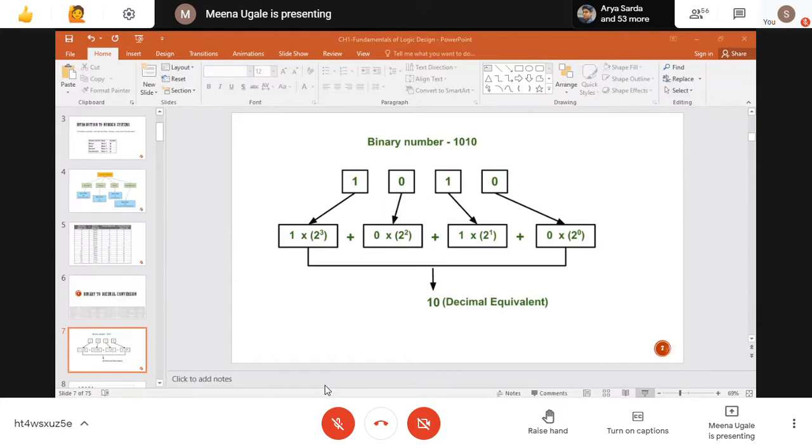Now see, any binary number representation can go in 4-bit representation, 8-bit, 16-bit, 32-bit or 64-bit. It depends on how many bits you are working with. So when I'm going for 4-bit representation, this is the example given. I have one binary number 1010. Now I want to find out the decimal equivalent for this number. So how am I going to do this?